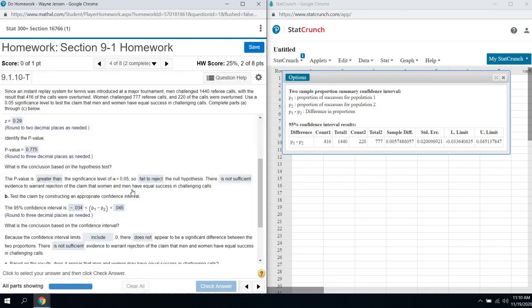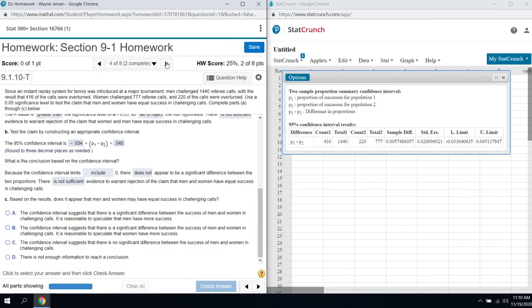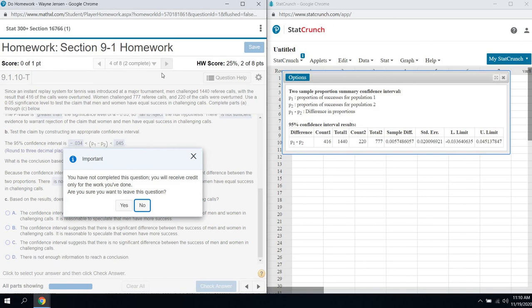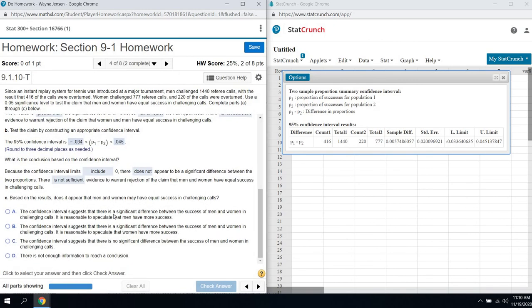My promise to you is all the 9-1 problems, there's only 8 of them, will be like this. The very first one, oops, I'm sorry, I didn't realize there was a last one. Based on the result, does it appear that men and women may have equal successes in challenging?